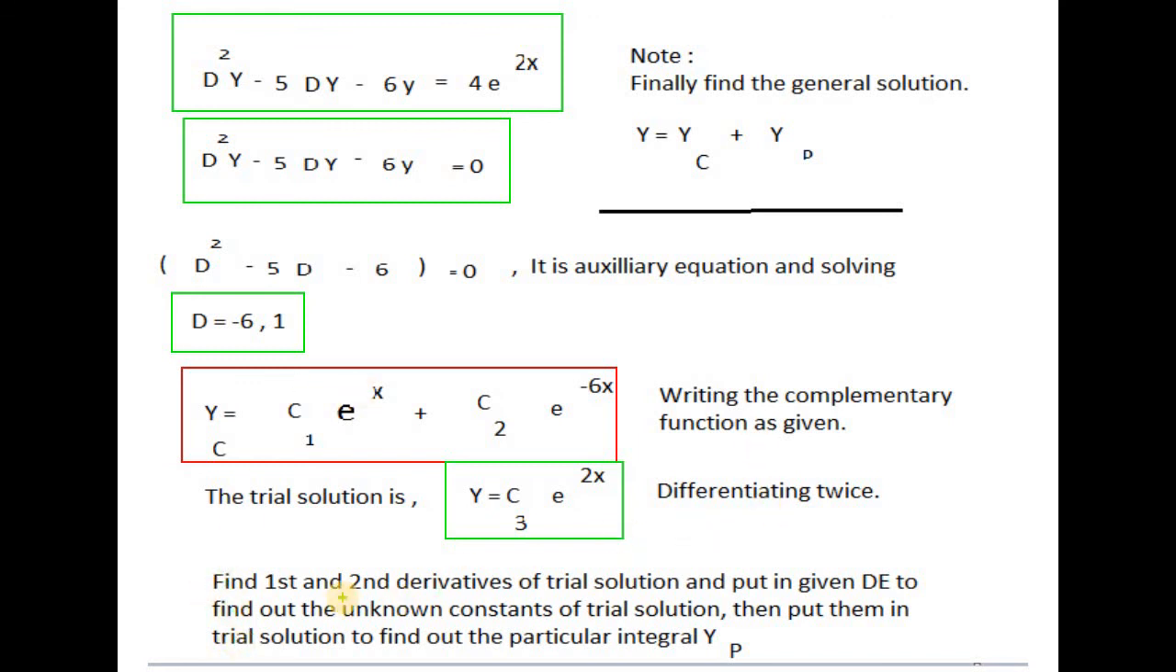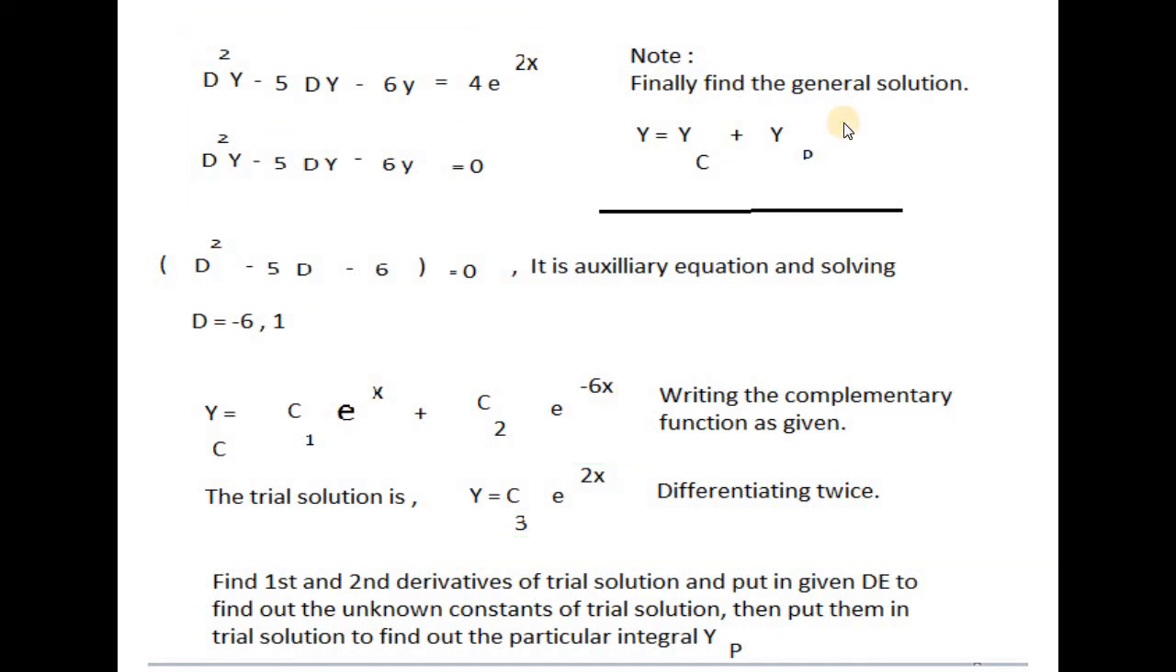Differentiate twice. Find the first and second derivative of the trial solution and put them in the given differential equation to find out the unknown constant of the trial solution. Then put them in the trial solution to find out the particular integral yp, and finally this will be the required general solution.